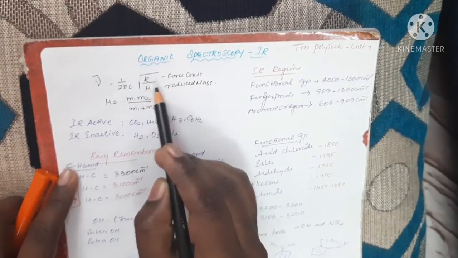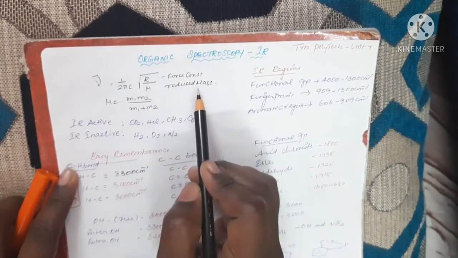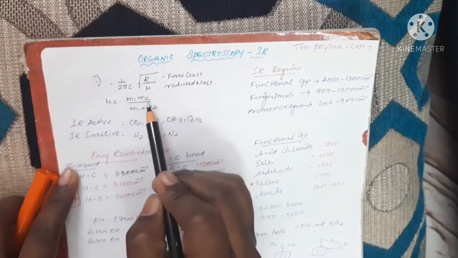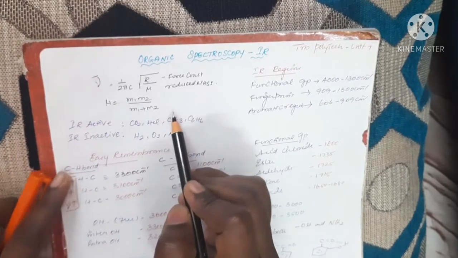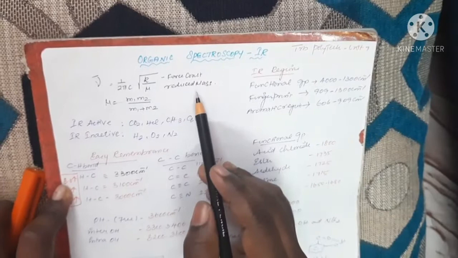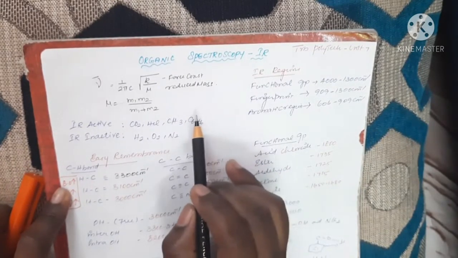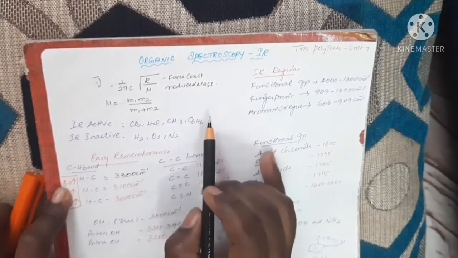Here k is called the force constant and mu is the reduced mass. Mu can be calculated using the formula m1 m2 by m1 plus m2. So what is the condition for IR? The condition for IR is a change in dipole moment. There should be polarization in order to get IR.